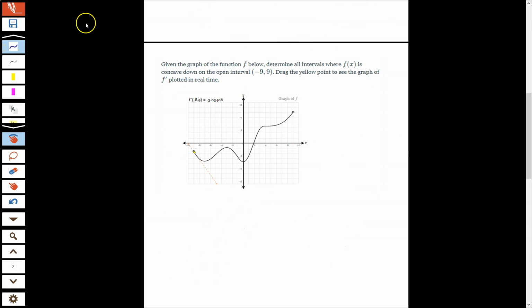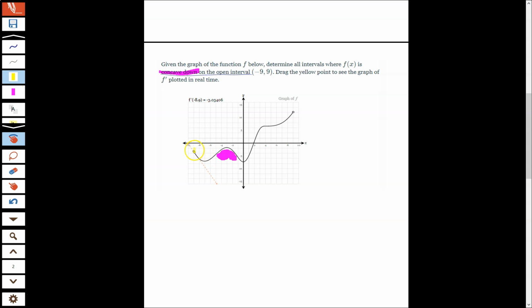Let's look at our Delta Math examples. Okay, so this lesson's all visual, and we want to know all the intervals where f of x is concave down on the open interval -9 and 9. And then it gives you this point to drag around. We'll talk about that in a second. But here's what I want to do, just shade it in. So intervals where we're concave down, it's going to be everywhere the function opens down. So that's going to be this region, right? And then this region opens up, right?